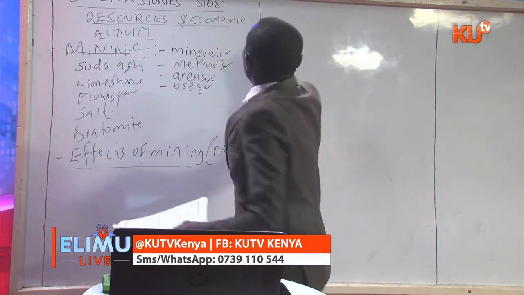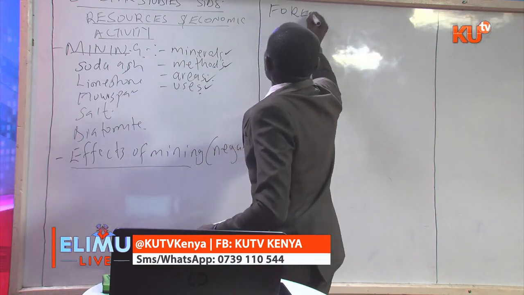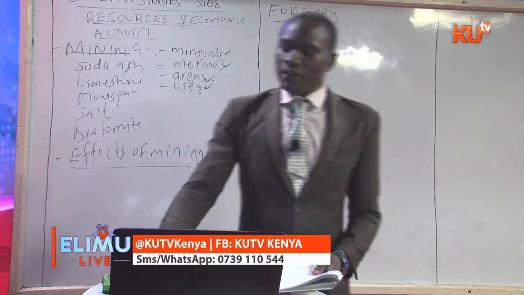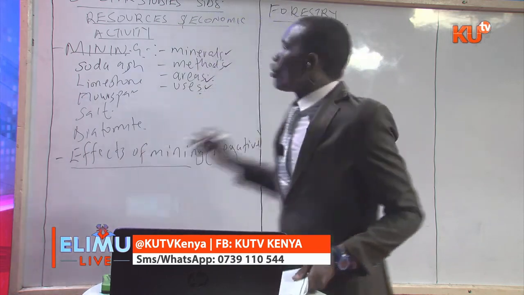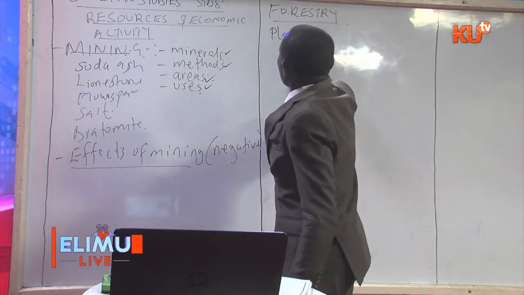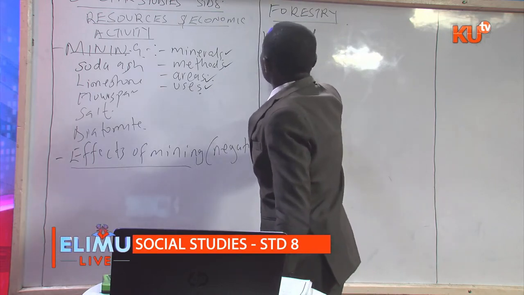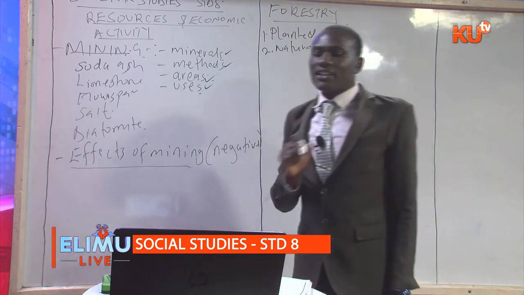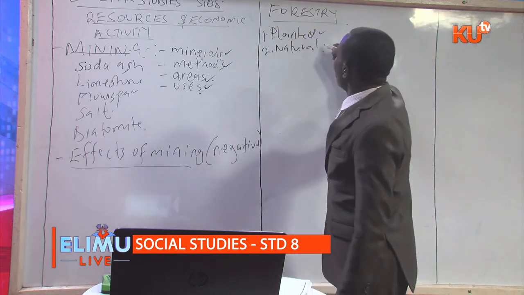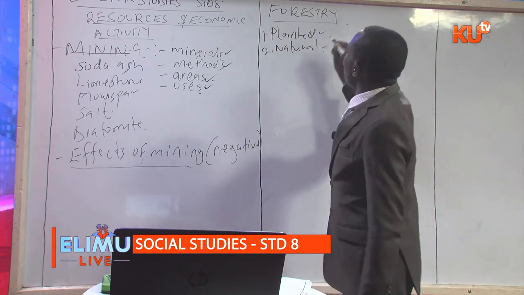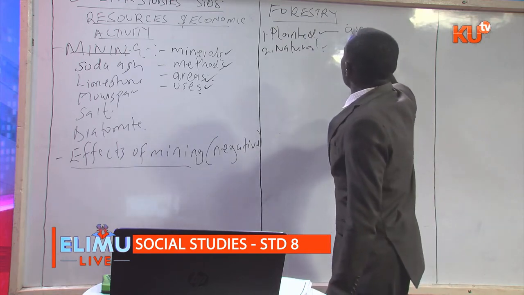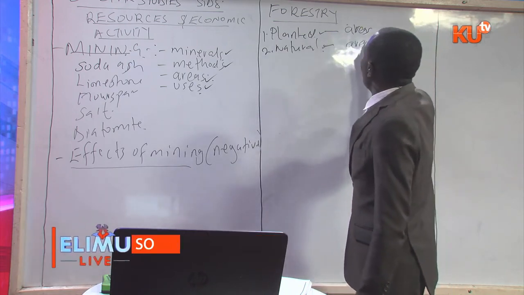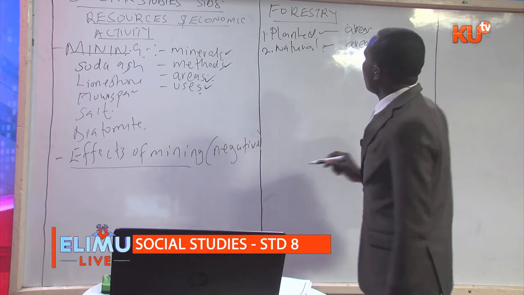Number two, that is, after mining, is called forestry. Forestry is also an area that is most commonly examined. And in this topic, a learner should be able to know, one, planted forest, and two, natural forest. These are the two areas that you as a candidate should be able to know, planted forest and also natural forest. In the planted forest, you should also know the areas where planted forests are found, and on natural forest, you should also know the areas where they are found.